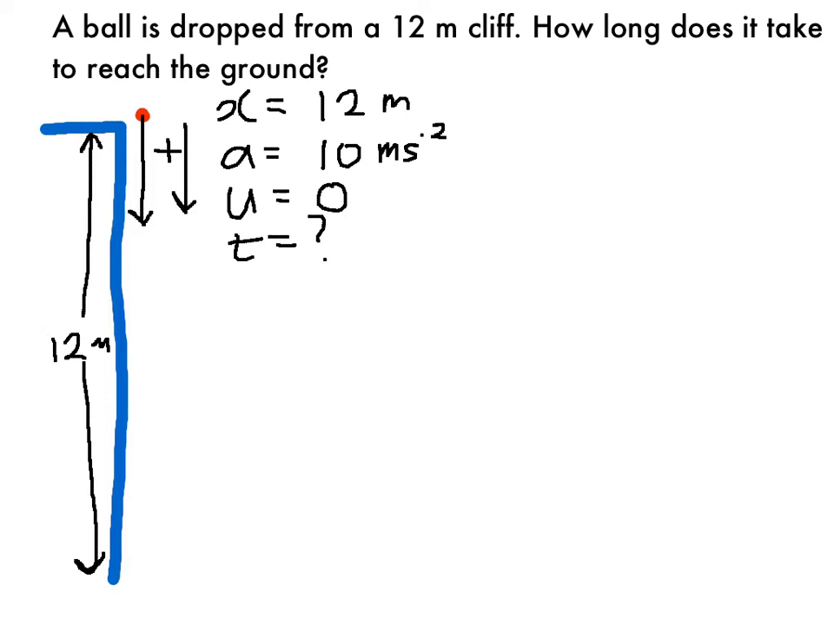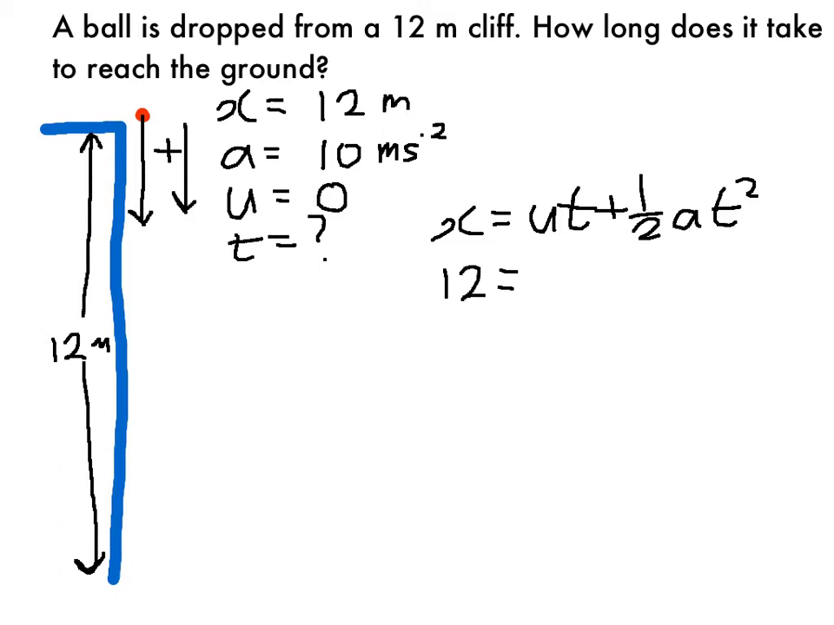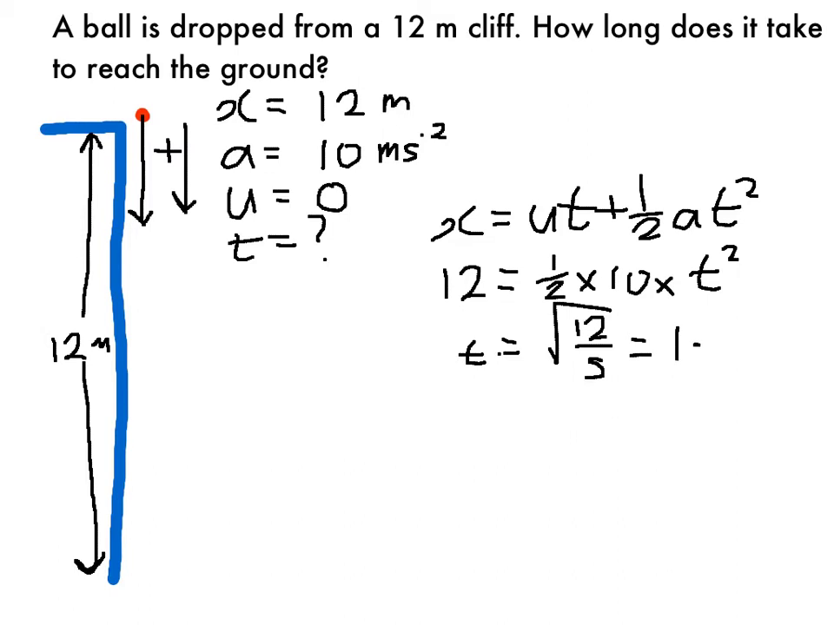So the equation that we're going to use here is x equals ut plus 1/2 at squared. And so putting in what we know, 12, this ut term goes to 0. We get 1/2 times 10 times t squared. And so t works out to be the square root of 12 over 5, close enough to 1.55 seconds. So that's how long it takes for that ball to be dropped to hit the ground from 12 metres high, assuming no air resistance, of course.